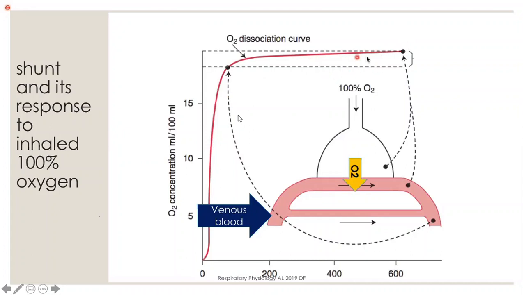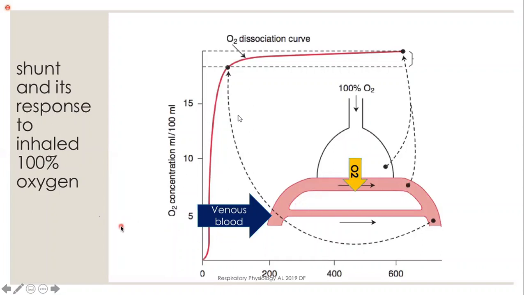So anyway, it is flat, and you can no longer saturate the hemoglobin by giving extra oxygen. Okay. Anyway, saturated hemoglobin does not contribute to the partial pressure. It is the dissolved oxygen. So by giving oxygen at a very high concentration, you can increase the partial pressure, and therefore you can increase the dissolved oxygen.